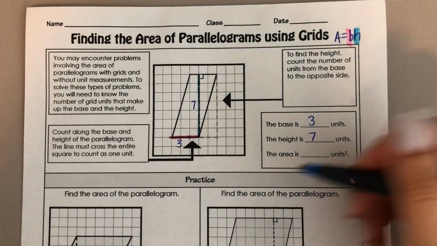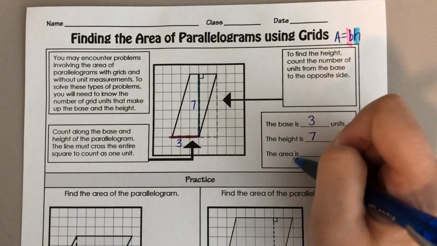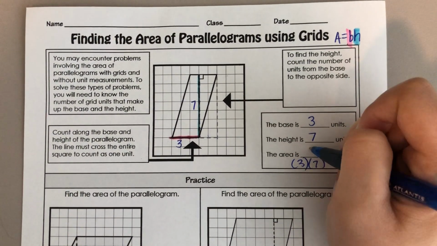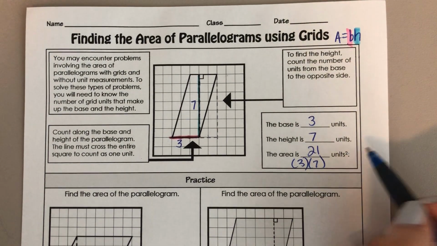Okay, then you're going to figure out the area. Well, we know area is base times height, so we just have 3 times 7, and our area is 21 units squared. We're talking about squared because we're talking about a 2D figure.